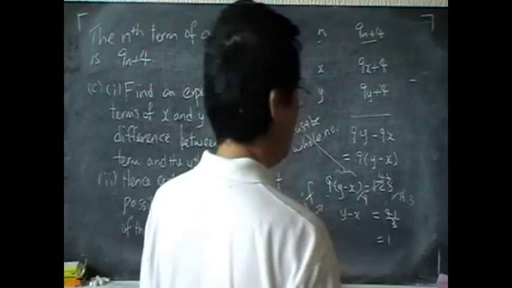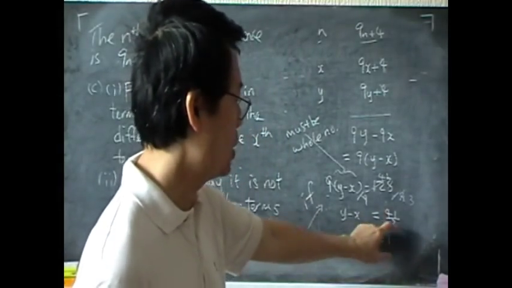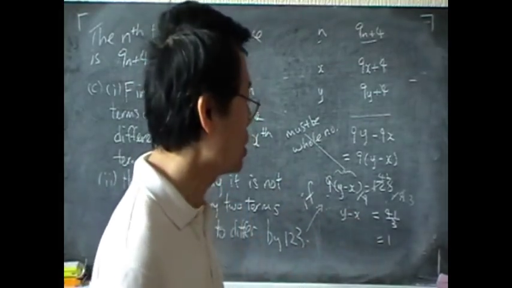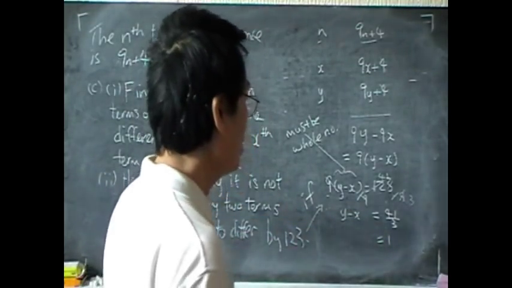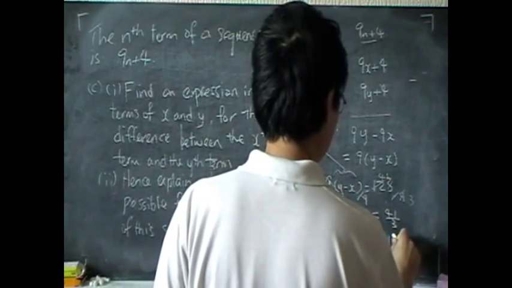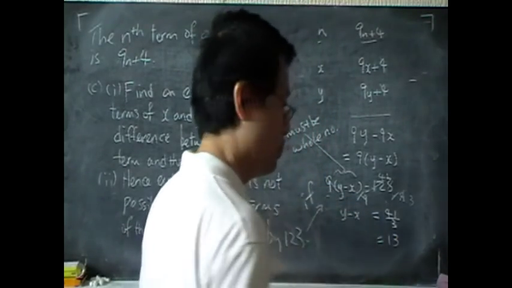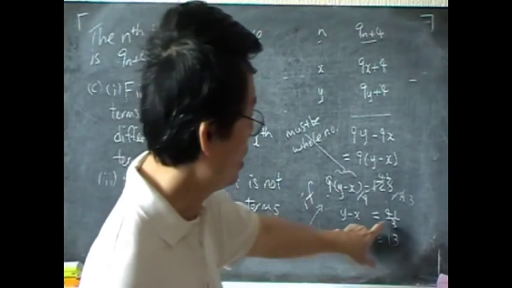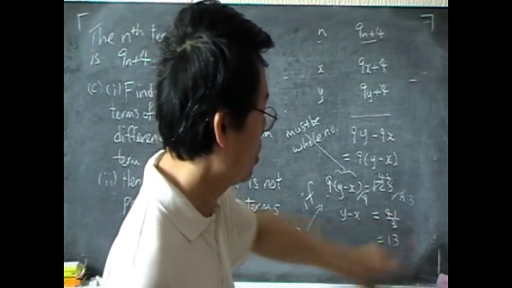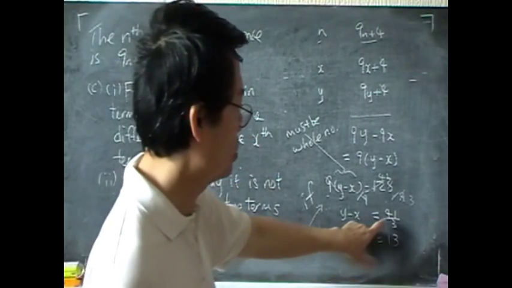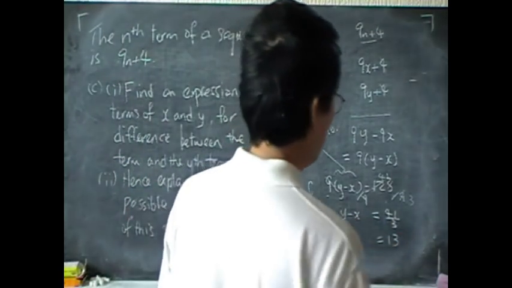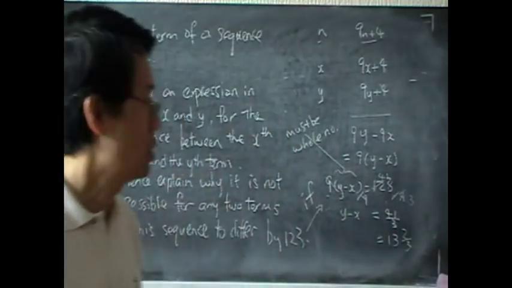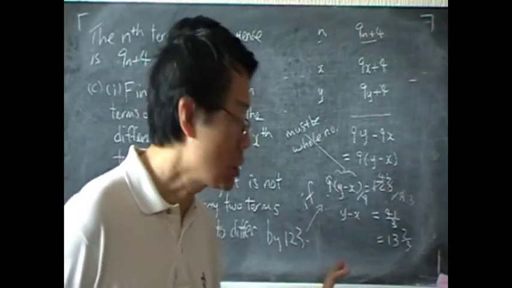41 divided by 3 is... Now the closest number divisible by 3 which is less than 41 is 39, because you have a 3 and a 9, so 39 is divisible by 3. 39 divided by 3 is 13. But then you're left with 2, because 39 is 2 less than 41. So 13 and 2/3 is the answer. It is not a whole number.